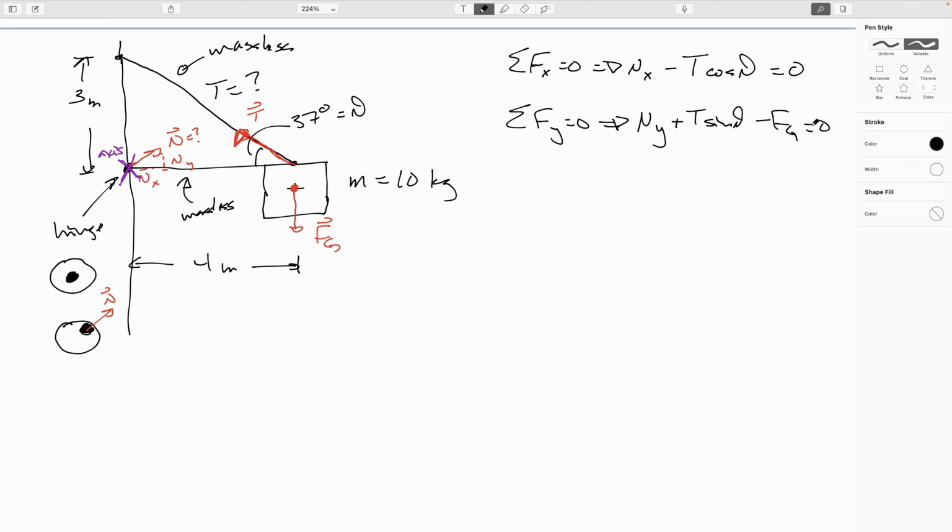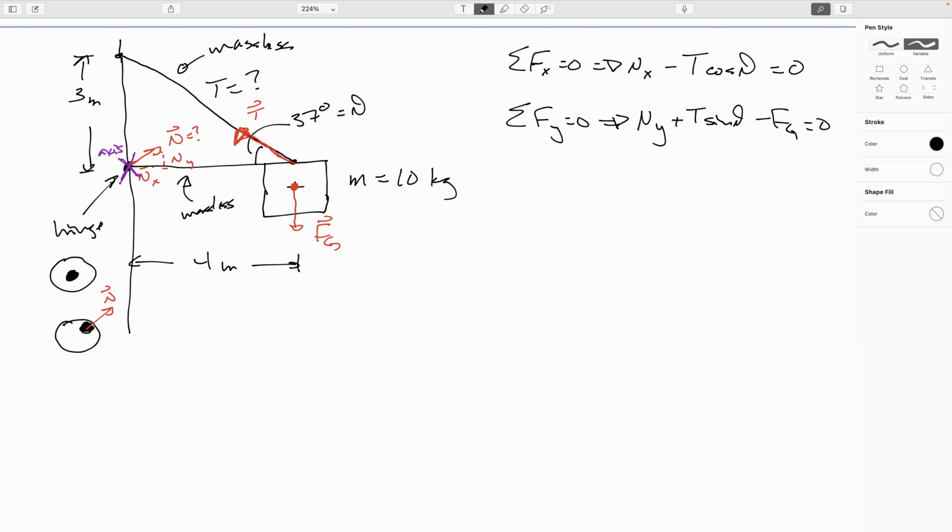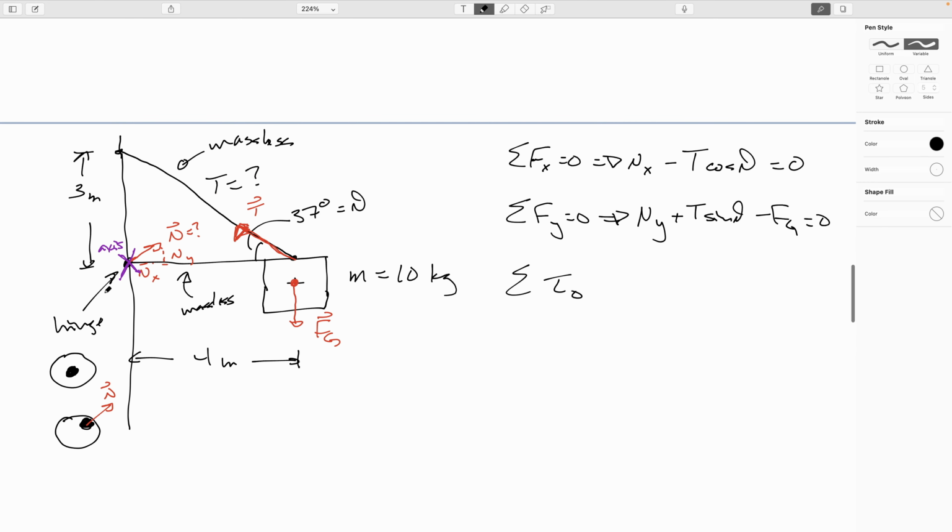All right. Now what's left is going to be to find the sum of the torques about our axis, and we know that those have to be 0 as well. So now we need to define our lever arms. So we'll go ahead and identify the line of action here.